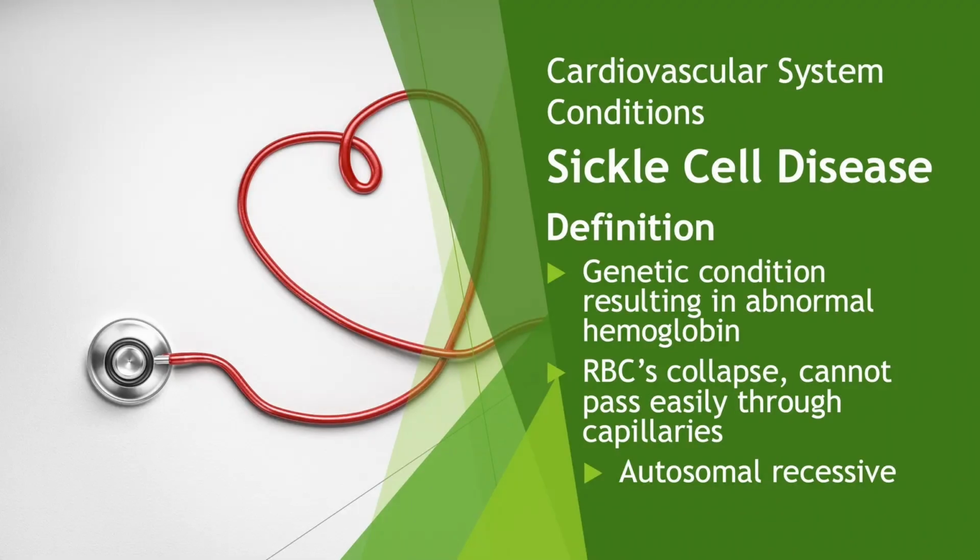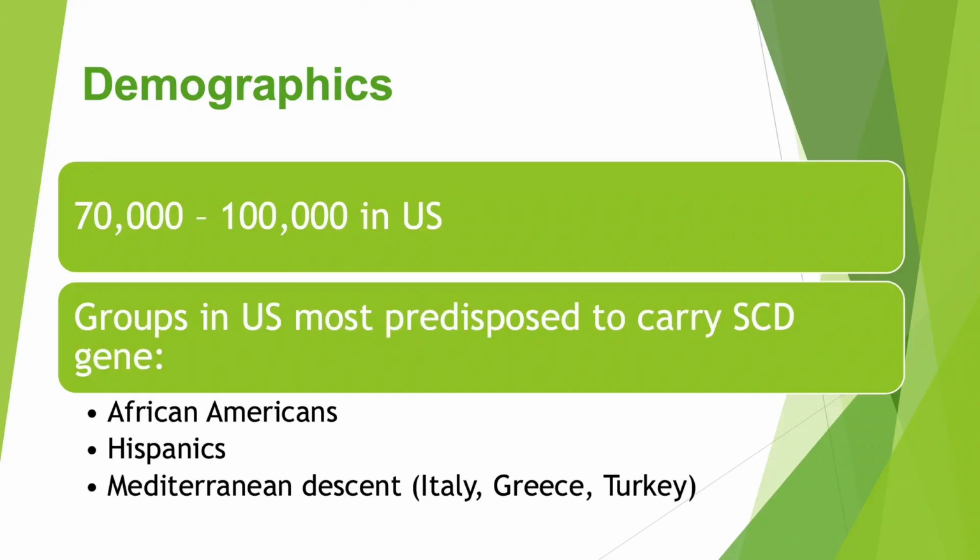It's time to discuss sickle cell disease. This is a genetic condition that results in abnormal hemoglobin production. When the hemoglobin is abnormal, red blood cells collapse and cannot pass easily through capillaries. This creates blockages and reduces oxygen delivery to tissues. Sickle cell disease is an autosomal recessive condition, meaning a person must inherit the gene from both parents to have the disease.